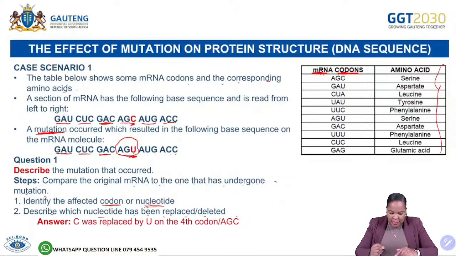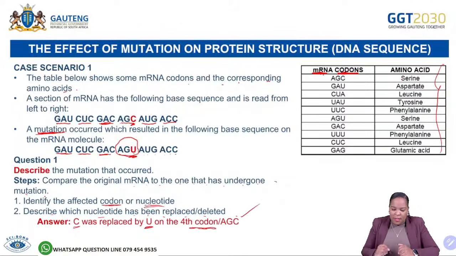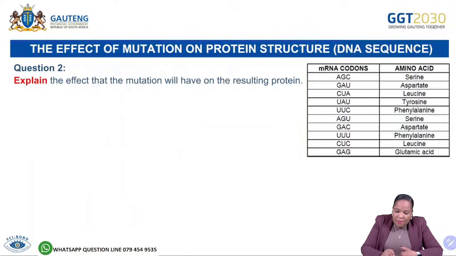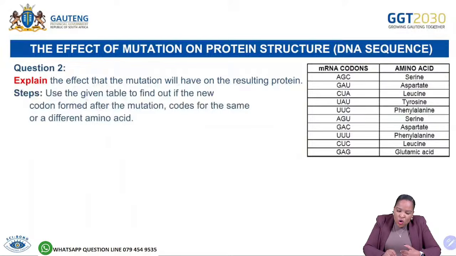However, the question, remember, this is the answer. C was replaced by U on the fourth codon. So that was our answer. However, it can go further to the effects that the mutation will have on the resulting protein. So here, you must be able to tell us. What must you be able to tell us? You must use the given table to find out if the new codon formed after the mutation codes for the same or a different amino acid.